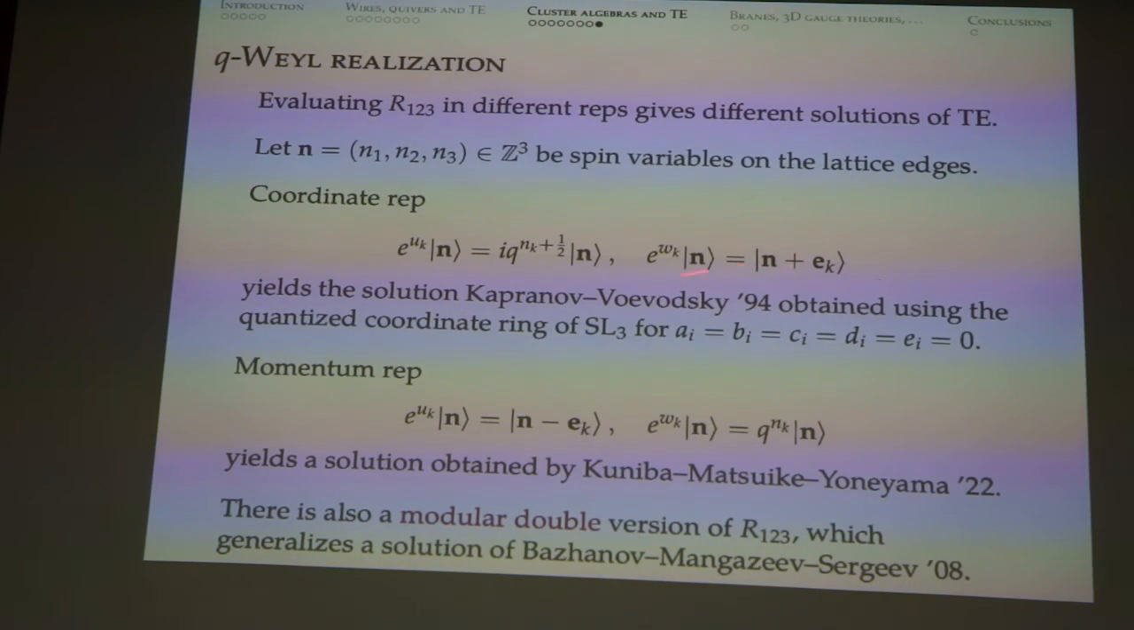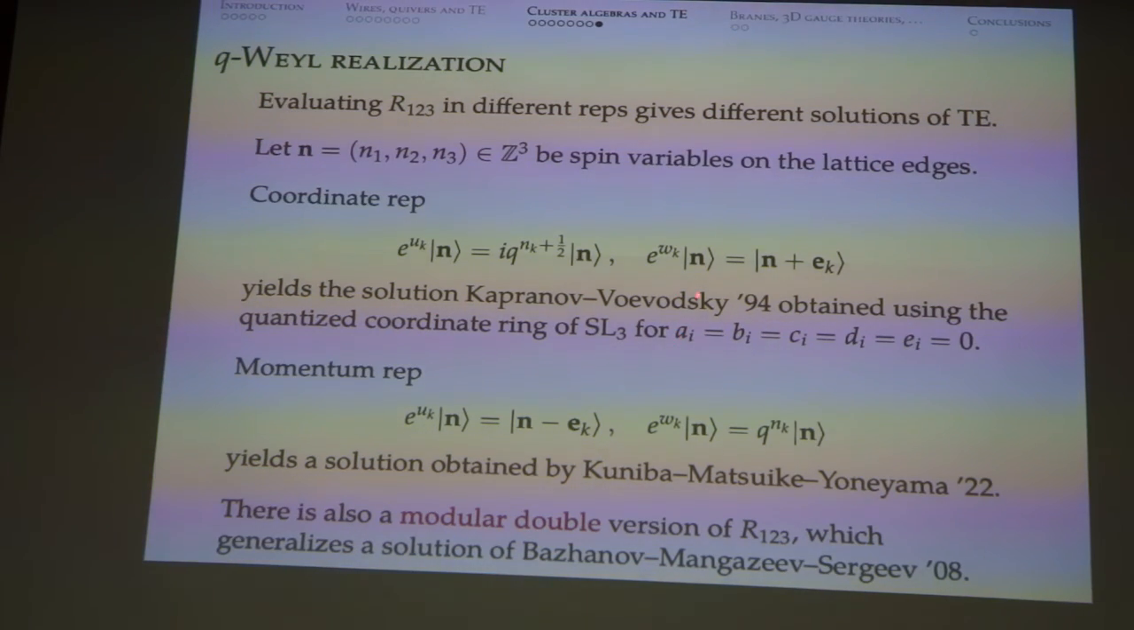In the coordinate representation, U_k, the coordinate variable, is diagonal. In the momentum representation, W_k is diagonal. Okay. And in each case, you can calculate the matrix element of this operator, and you reproduce known solutions. And that's kind of amazing. For example, the solution you obtain from the coordinate representation is a solution obtained by Kapranov and Voevodsky in 1994, but they obtained this from a very different point of view.